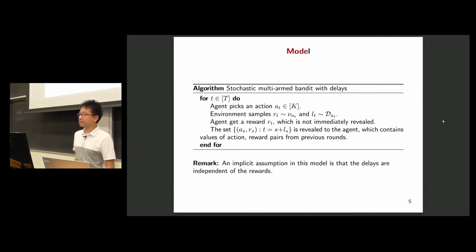So we will work with the standard stochastic multi-armed bandit scenario with delays. The model is that at each time t, the agent picks an action, and the environment samples the reward from the reward distribution of that particular arm, and also samples a delay from the delay distribution of that arm. The agent will get a reward of R_t, but it's not immediately revealed. Instead, the agent gets the set of action and reward pairs from previous rounds. There's an implicit assumption in this model: we assume the delays are independent of rewards, and I will mention that later.